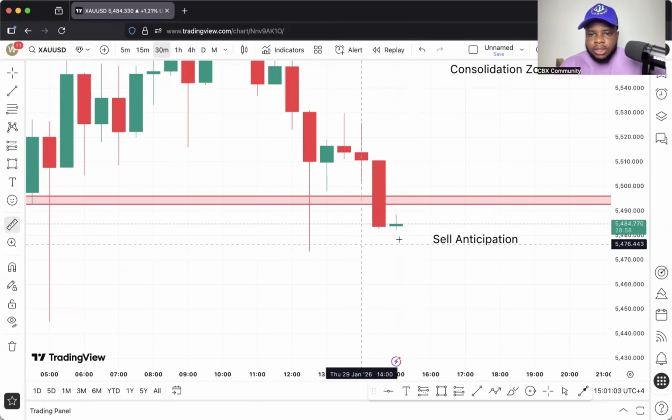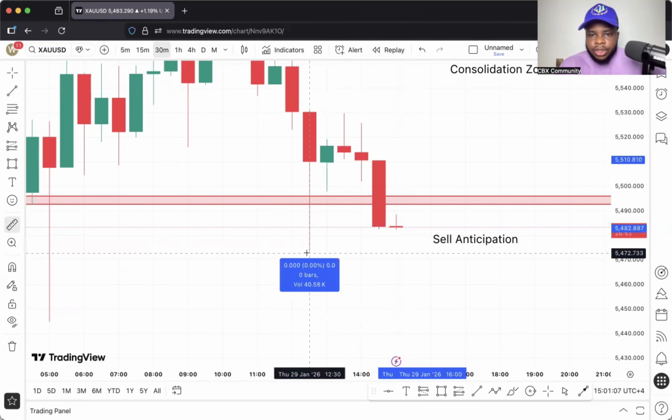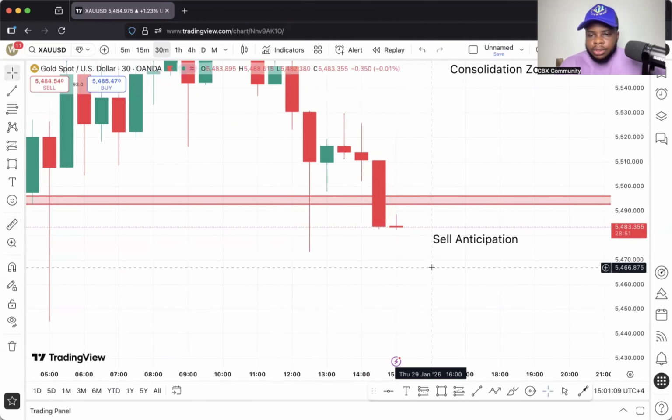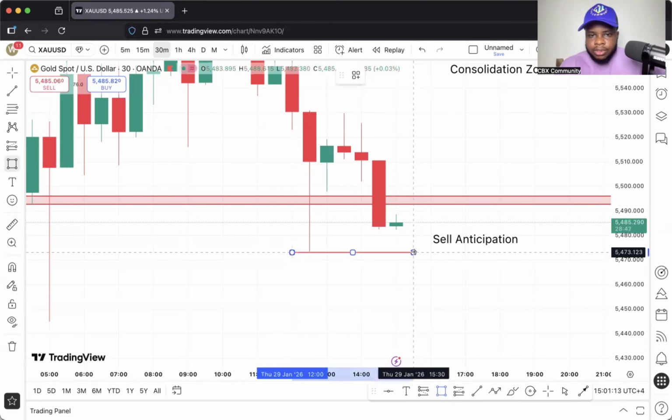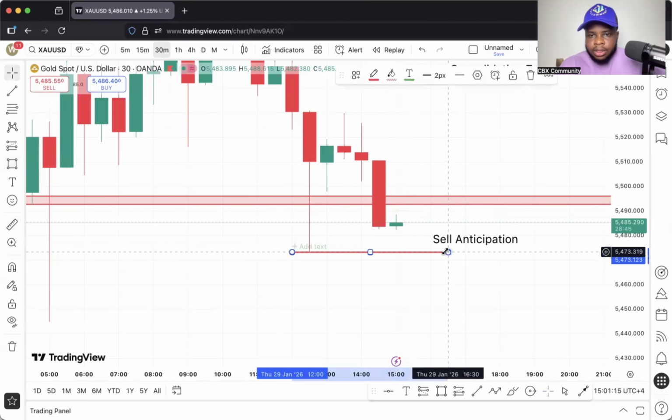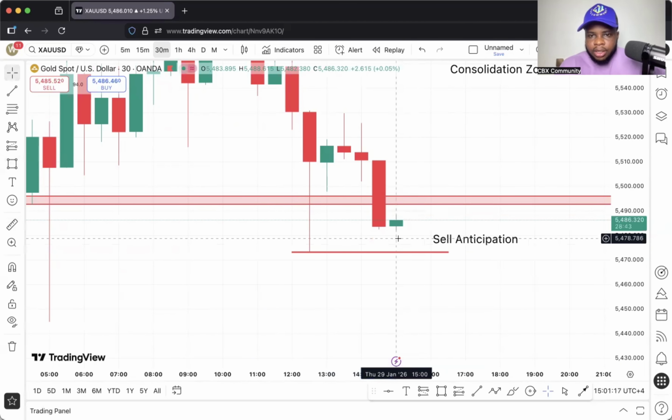So I need to wait. This candle needs to get to this place over here, because the market can decide to come down and continue to go up to close back in this consolidation zone. So this candle should get to this place before we decide to take a position.